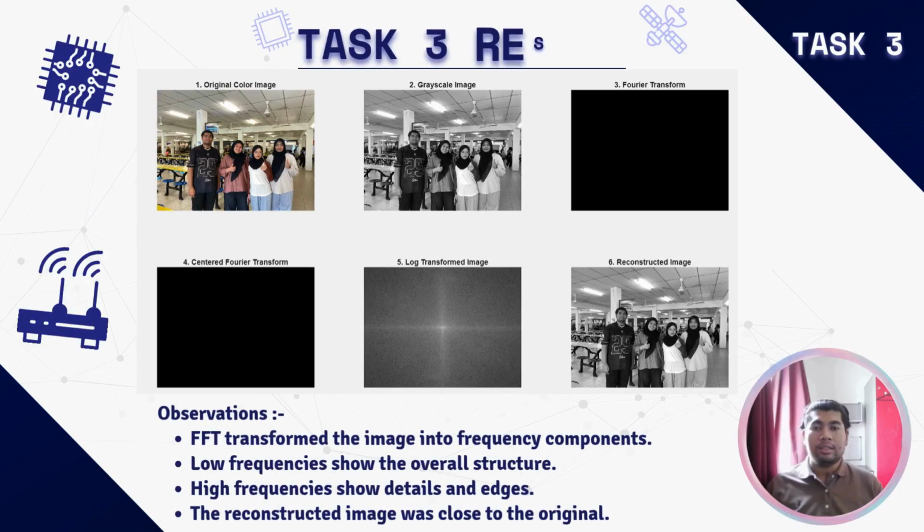This is the task tree result, like I said in the previous slide, from the original color image to the grayscale image, and then the Fourier transform, and then the centered Fourier transform. After that, the log transform image. Lastly, the reconstructed image. So, the observation that we can get from this is that FFT transforms the image into frequency components.